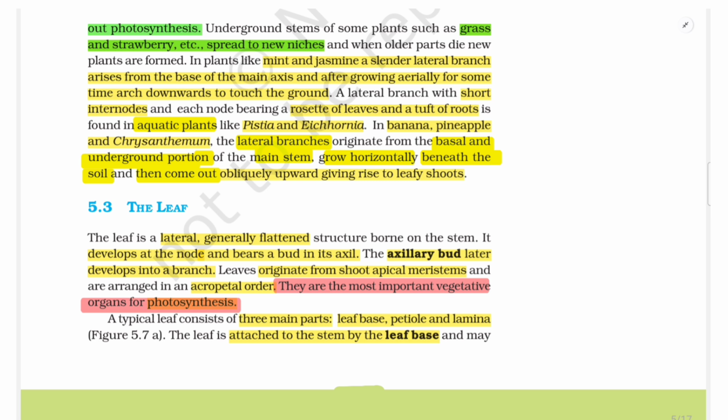In plants like mint and jasmine, a slender lateral branch arises from the base of the main axis and after growing aerially for some time arches downwards to touch the ground. A lateral branch with short internodes and each node bearing a rosette of leaves and tuft of roots is found in aquatic plants like Pistia and Eichhornia. In banana, pineapple, and chrysanthemum, the lateral branches originate from the basal and underground portion of the main stem, grow horizontally beneath the soil, and then come out obliquely upward, giving rise to leafy shoots.